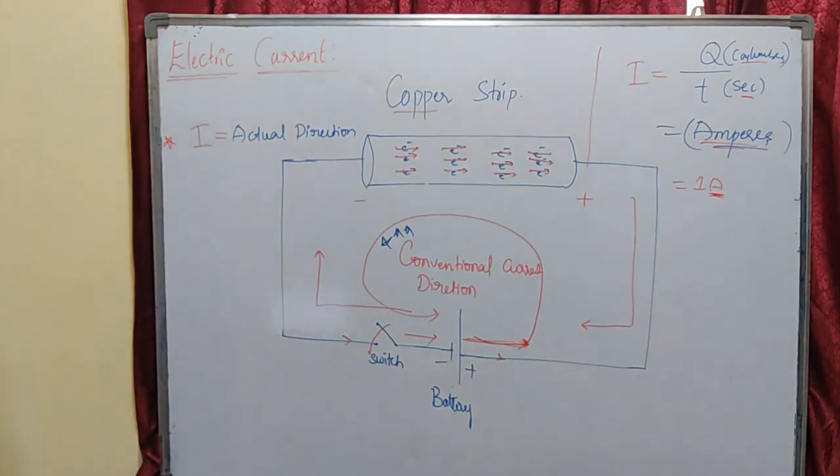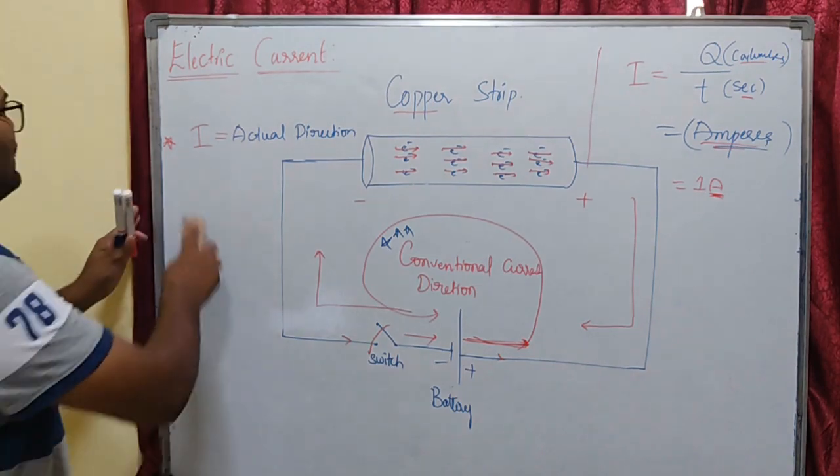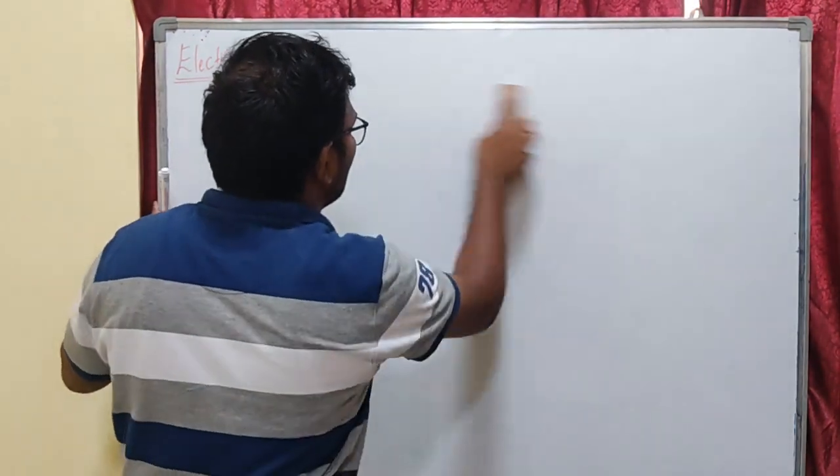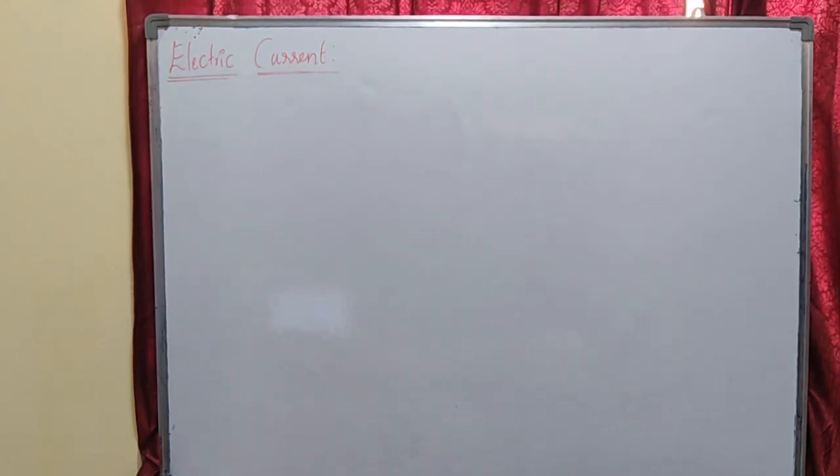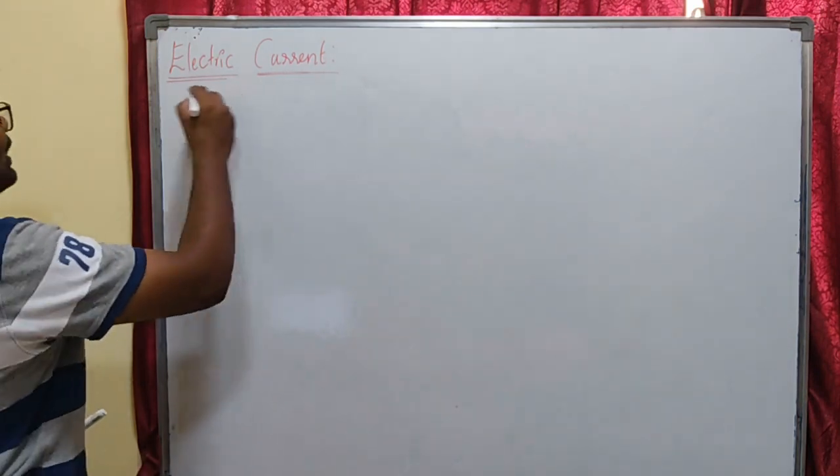Now let us see the types of electric current. Basically there are 3 types of currents available. One is steady current, another is varying current, and the third one is alternating current. So these 3 are the basic currents. I am going to explain them now.